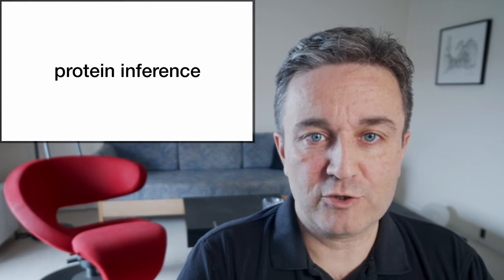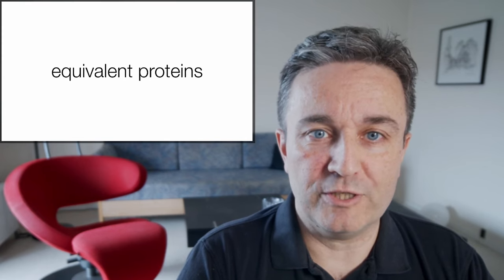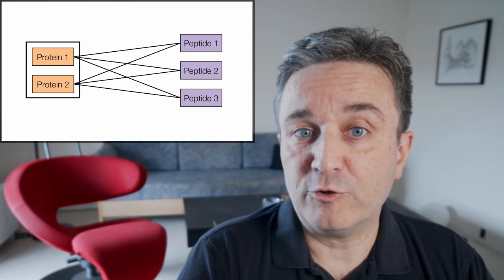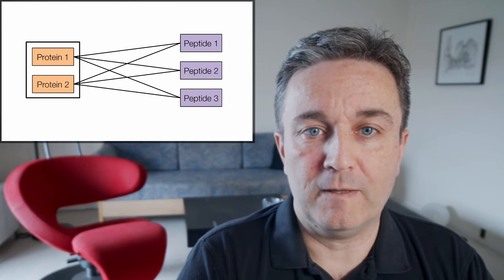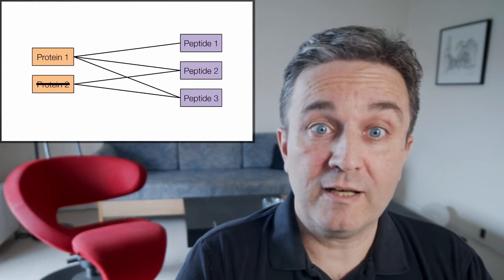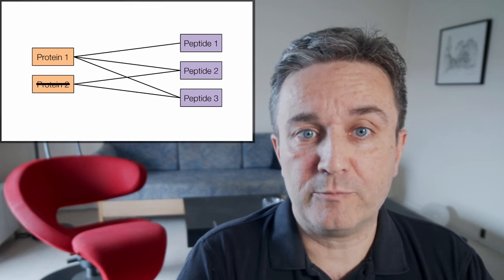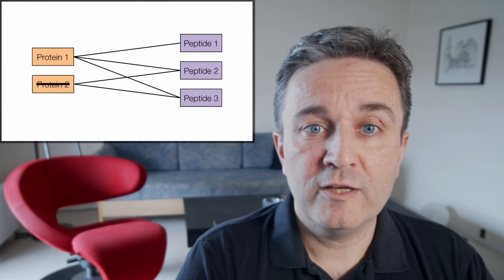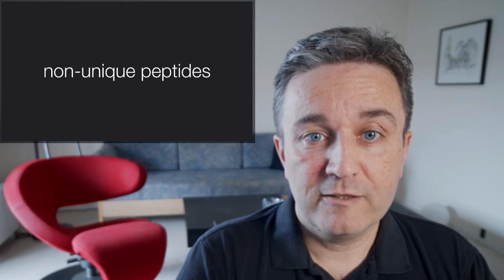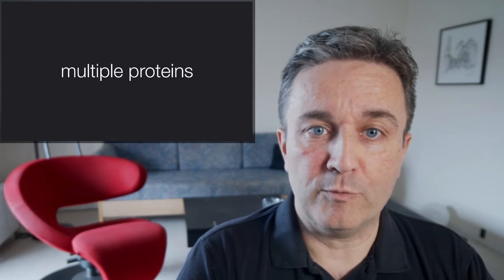And that gets me to the final topic today, protein inference. A big problem in proteomics is what is called equivalent proteins. That is, that you can have multiple proteins that are supported by the same set of peptides, meaning that you cannot know which protein is actually in your sample. Another problem related to that is what is called subset proteins, where you may have a protein like protein 2, which is supported by some peptides. However, these can also be explained by another protein, protein 1. In other words, you have no evidence suggesting that protein 2 is actually there. The fundamental problem underlying this is non-unique peptides that can arise from multiple different proteins.